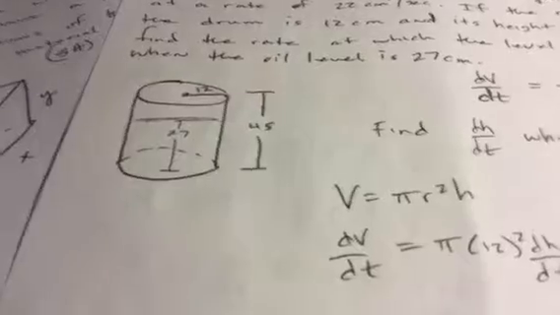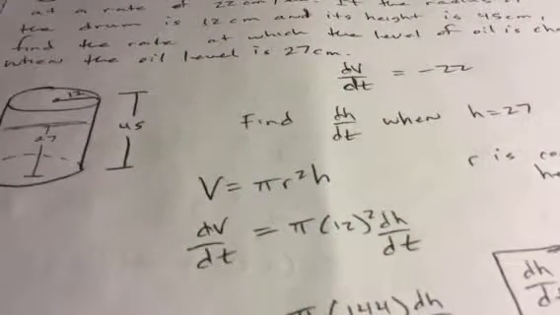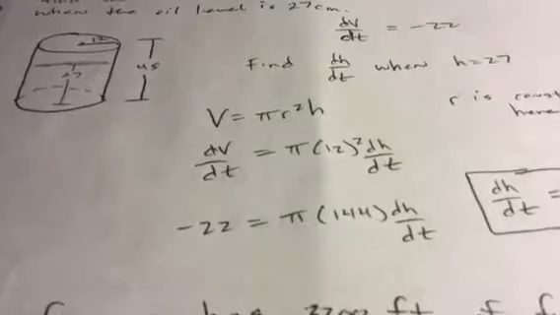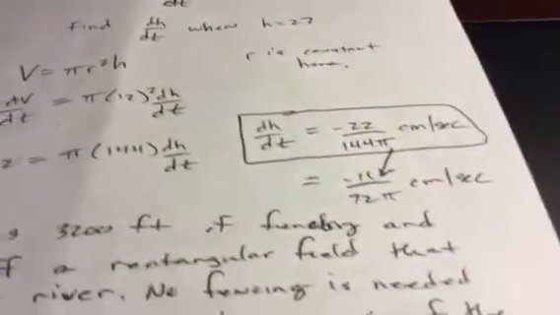R is constant, so its derivative is 0. So we don't have to use the product rule. Because R is constant, I can just let R be 12. Some books will show the product rule there. All right, negative 22 is equal to pi times 144 dH/dt. That's pretty easy there. All right.